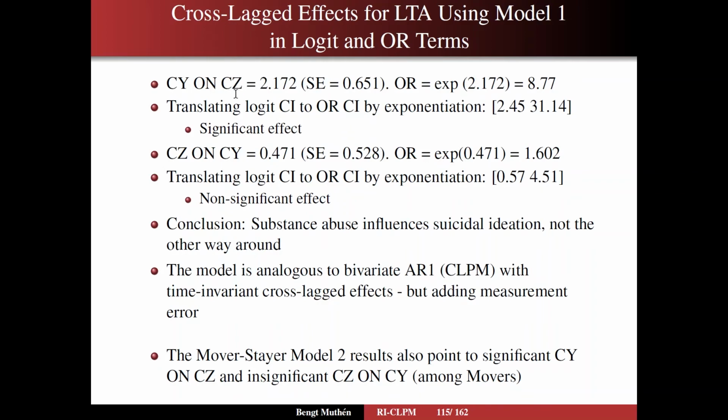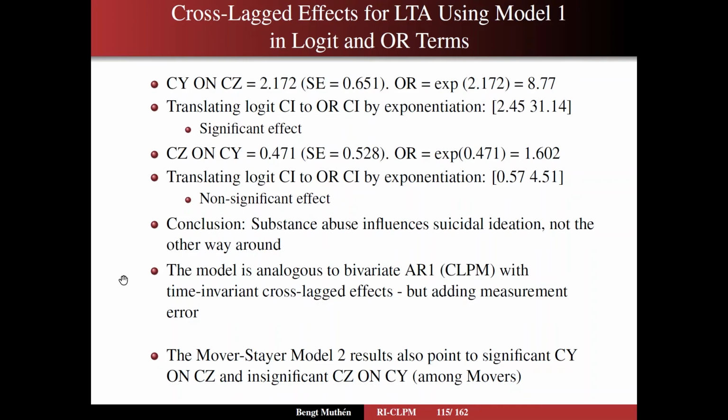So that would mean that the latent class variable for substance abuse at one time point influences the latent class variable for suicidal ideation at the next time point. So here we have a clear, significant positive effect. If you look at the reverse effect, the estimate is lower and the odds ratio is only 1.6. And again, translating the logit CIs to odds ratio CIs, you see that 1 is included, so that is not a significant effect. So we conclude that substance abuse influences suicidal ideation, not the other way around.